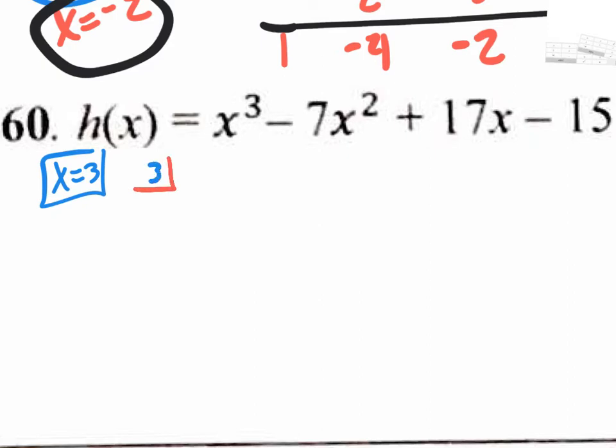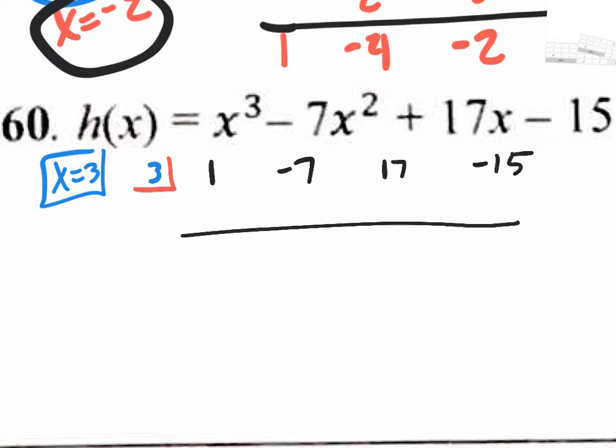The coefficient of x to the 3rd is 1. The coefficient of x squared is negative 7. Coefficient of x is positive 17. The last one's a constant, which is negative 15. As you go down, you combine. 1 plus nothing is 1. As you go up, you multiply. 3 times 1 is 3. As you go down, you combine. Negative 7 plus 3 is negative 4.